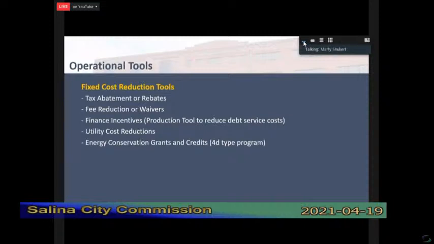Costs or breaks on utilities. A program that has been successful in Minnesota has been the 4D program, which is an energy conservation grant and tax credit program that provides tax credits for energy conservation improvements, and that are associated with grants for different kinds of energy production, like alternative energy. So these are all things that, in one way or another, reduce the operating costs of a unit, and really largely relate to rental development, perhaps more than owner-occupied development.